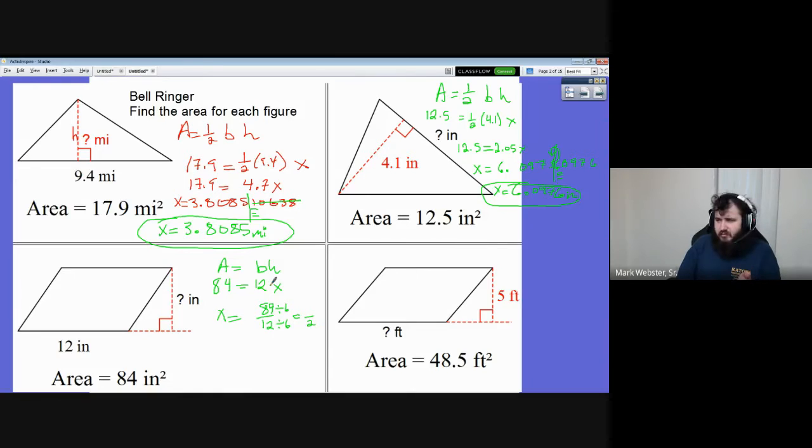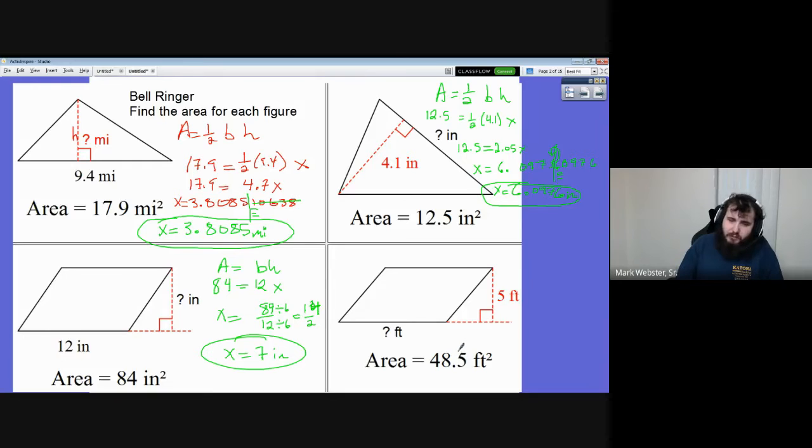6 times 10 is 60. 6 times 12 is 72. 84, yeah. So I can actually simplify this more. So this is actually x equals 7, right? And what are the units? Inches, not inches squared. So I'm putting inches here, right?